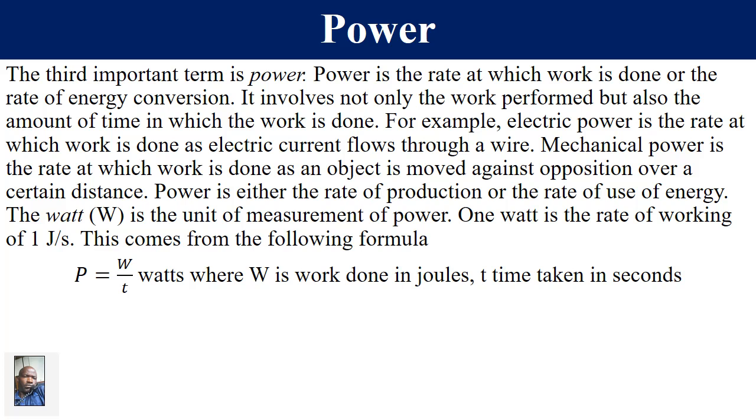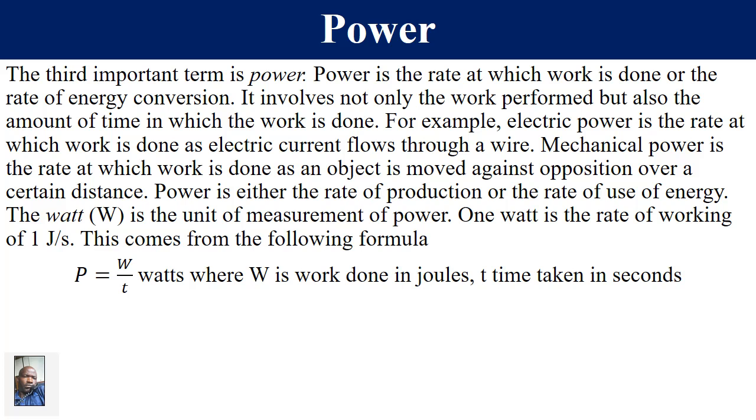So P is equal to W over t, where W is a symbol for work or energy, so we divide it by the time taken. Please take note: the unit of power is the watt, which is the rate of working of 1 joule per second. You must be able to define the watt, so that is the formula, and you must know it.